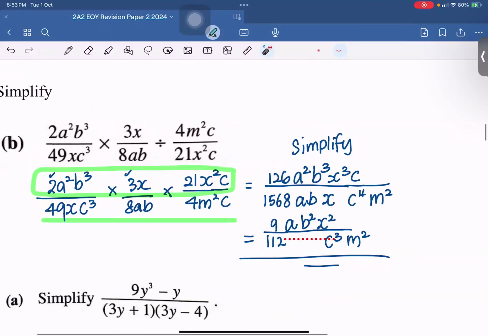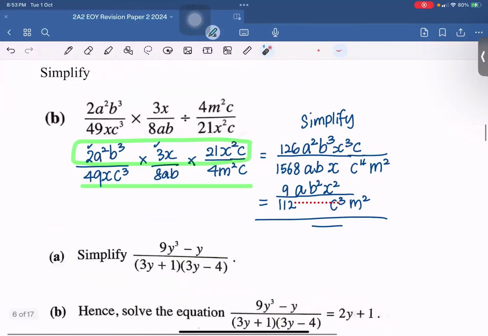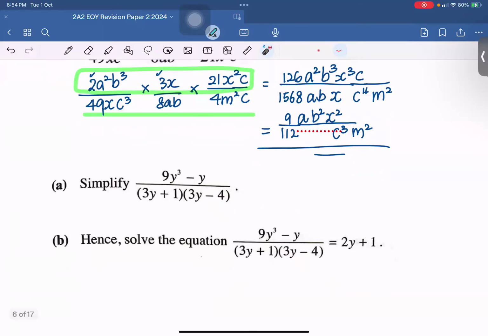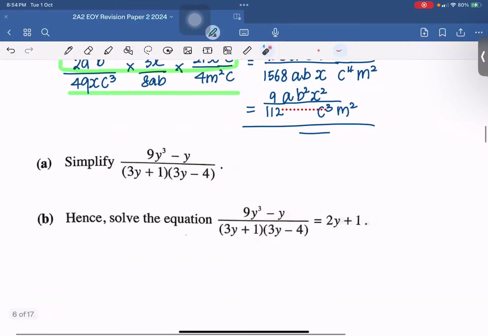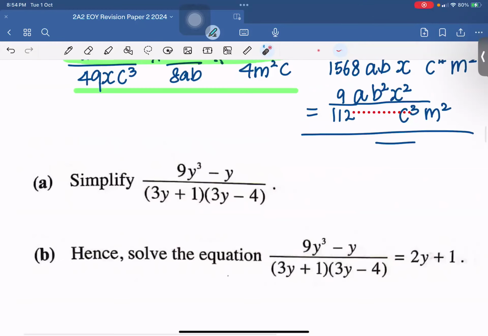Okay. So this kind of question you must know how to do. It's almost 9 o'clock already. Is it okay if I extend? I continue teaching, can or not? Yeah, can. Anyway, next question. Now they ask me to simplify, nothing to cancel or whatever. So I must make sure I do my factorization.